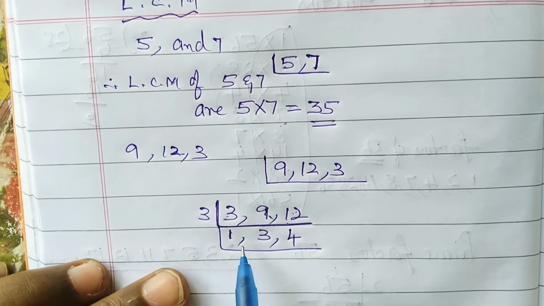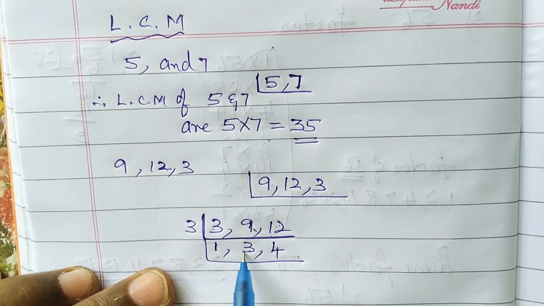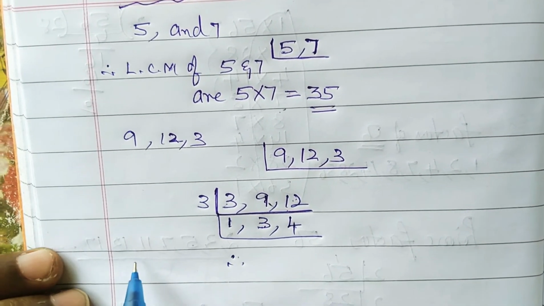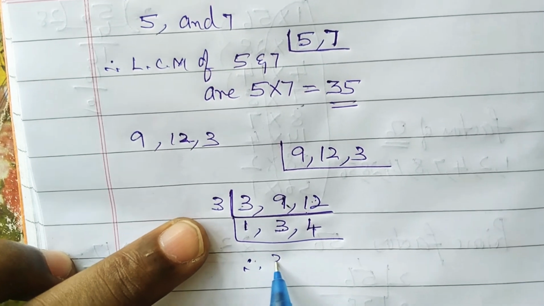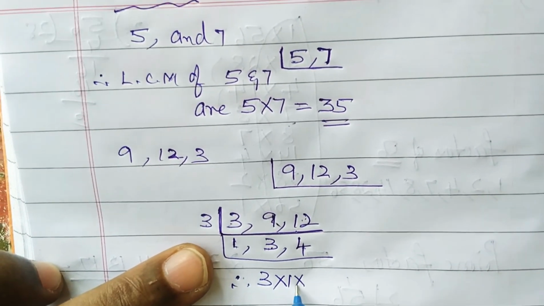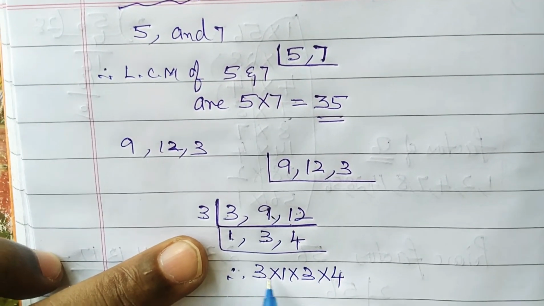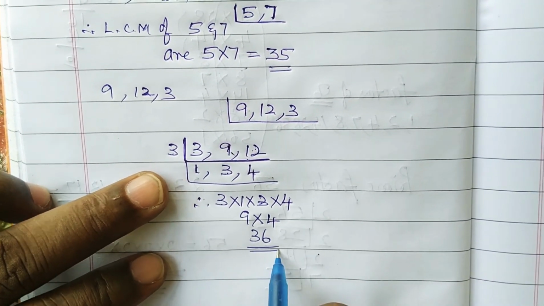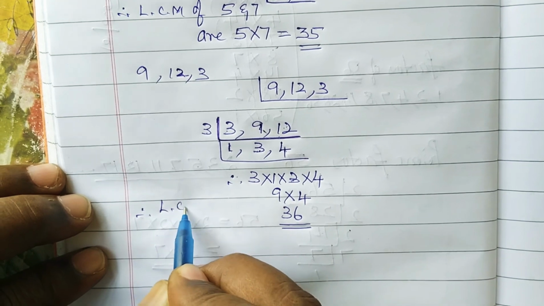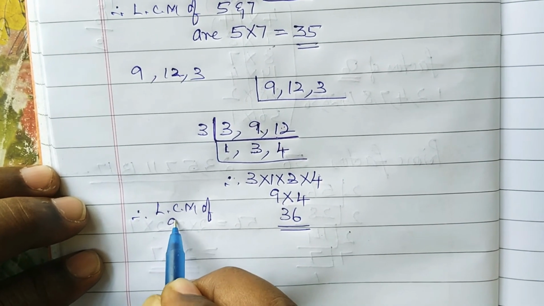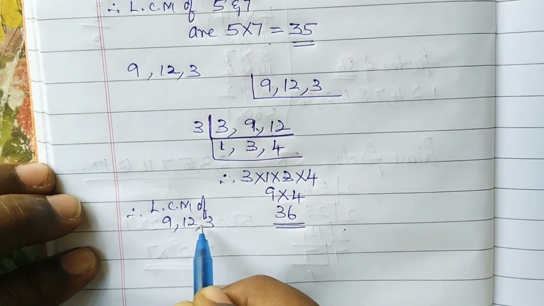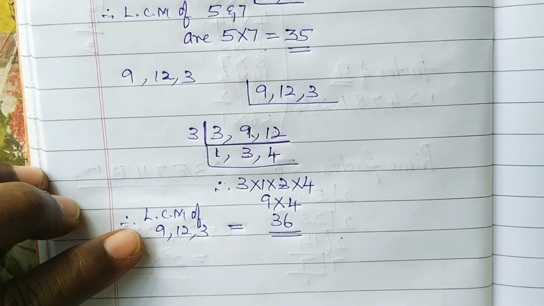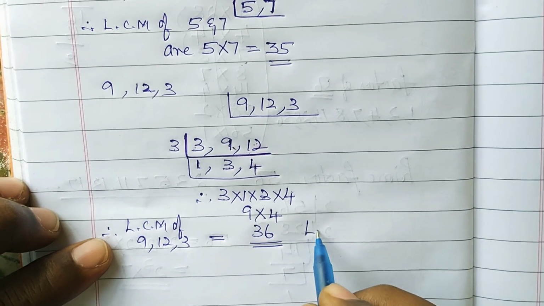Next step, you see here. Is there any common factor for these two numbers 3 and 4? There are no common factors. Therefore, the LCM is nothing but 3 into 1 into 3 into 4. 3 3s are 9. 9 4s are 36. Therefore, the LCM of these 3 numbers 9, 12 and 3 is 36. What is LCM? Least common multiple.